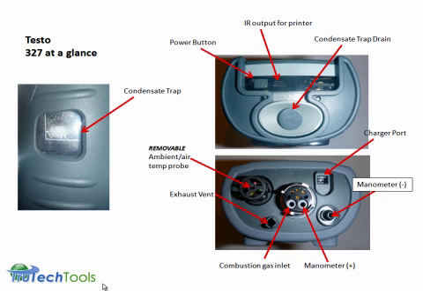There's a power button and the IR output for the printer and the pull for the condensate. Important note, that thing pulls out but doesn't pull all the way out, so you don't want to pull that all the way out or you can damage that. Our ambient air temperature probe on the bottom there. Our exhaust vent is where the flue gases go out of the instrument. You got to realize you're pulling flue gases through. We're sampling them. We have to exhaust them back out. And our positive port for the manometer, the negative port for the manometer, and the charger port.